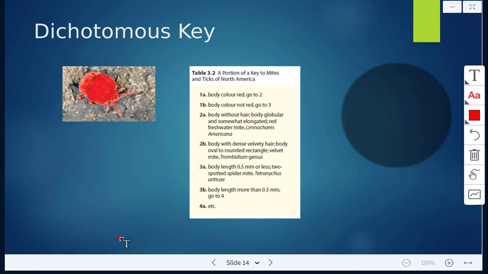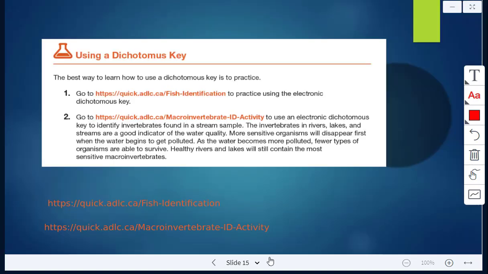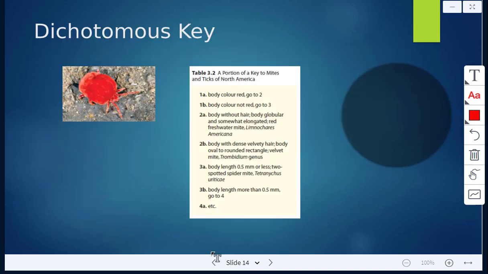All right, so in this case, there doesn't seem to be any hair, so I would say body without hair. Body is globular and somewhat elongated, so this would be the red freshwater mite, and this is its name, Limnocaris americana.